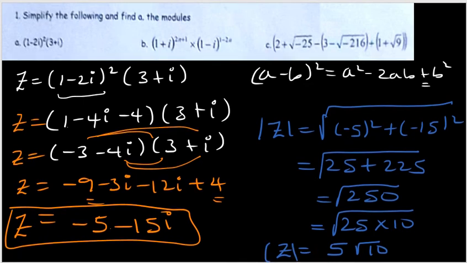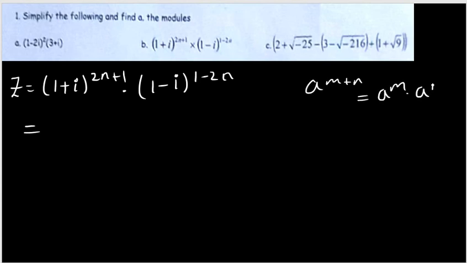Next question. Again, when you go to b, what is z? (1 plus i) the whole to the power of 2n plus 1, times (1 minus i) the whole to the power of 1 minus 2n. First of all, let us try to be systematic here. Let's expand it. Remember, a to the power of m plus n can be written as a to the power of m times a to the power of n.